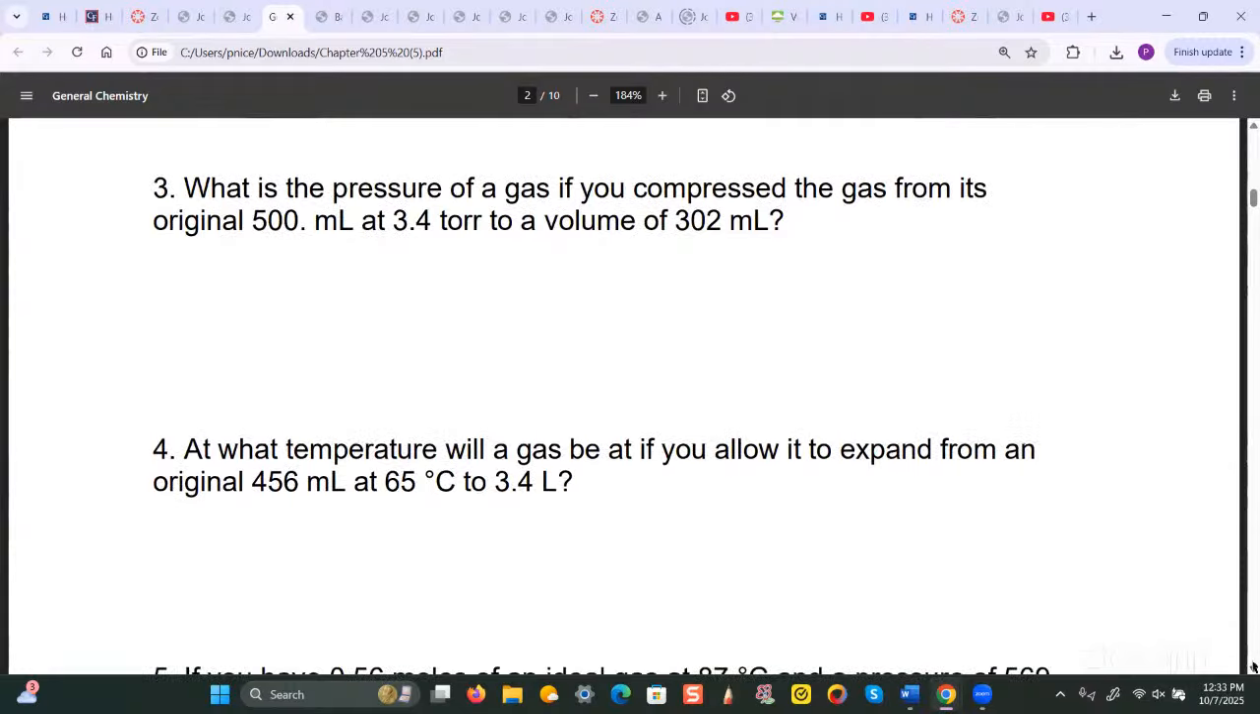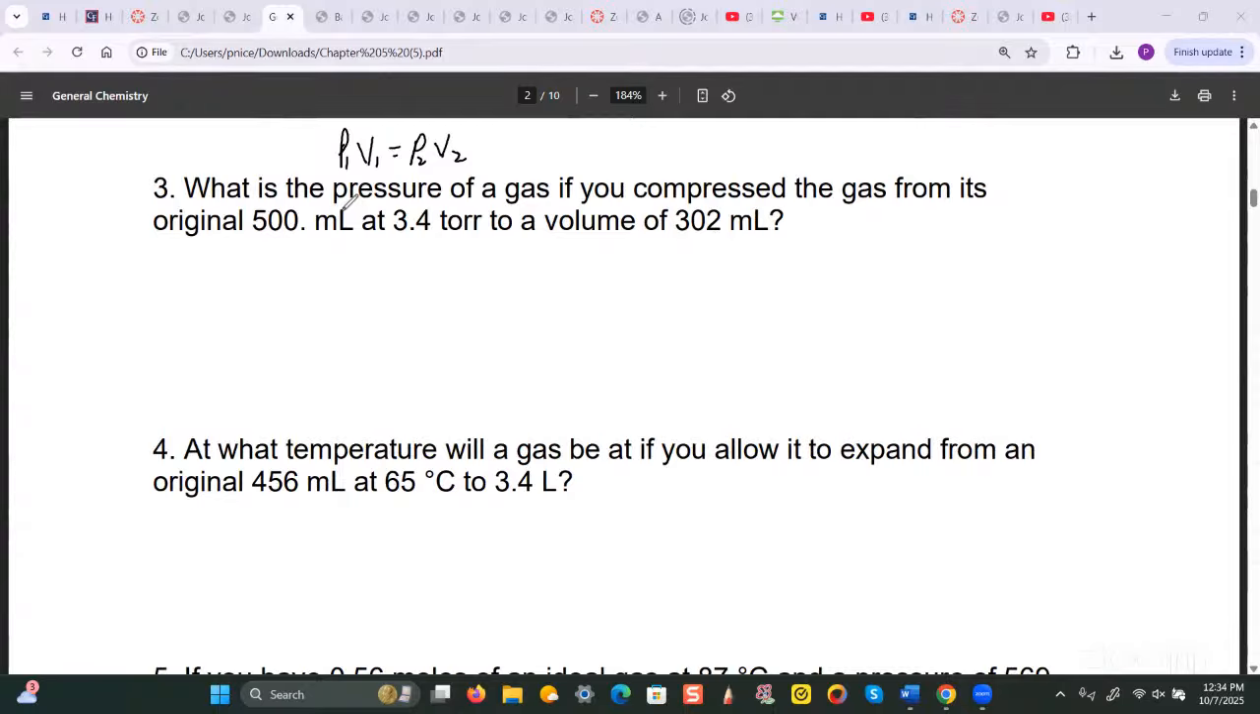So 3 says, what is the pressure of a gas if you compress the gas from its original 500 mL at 3.44 torr to a volume of 302 mL? Okay, so my question to you is, what law comes to mind when it comes to this question? The formula is going to be P1 V1 equals P2 V2. Yeah, that's Boyle's law. P1 V1 is equal to P2 V2, right?